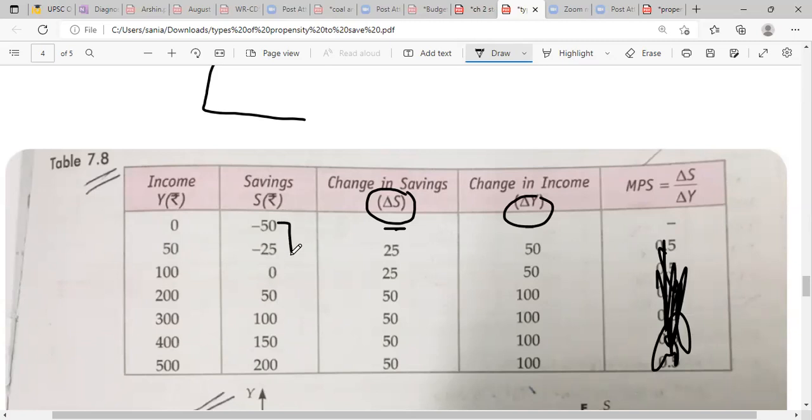Second one, 50 and 25, 25 to 0, 25, 0 to 50, 50, 50 to 100, 50, 100 to 150, 50. And for income, first one will be dash, 0 to 50, it's 50, 50 to 100, it's 50, 100 to 200, 100, 200 to 300, 100, like this, and then you will find out this. Clear? Yes, ma'am.